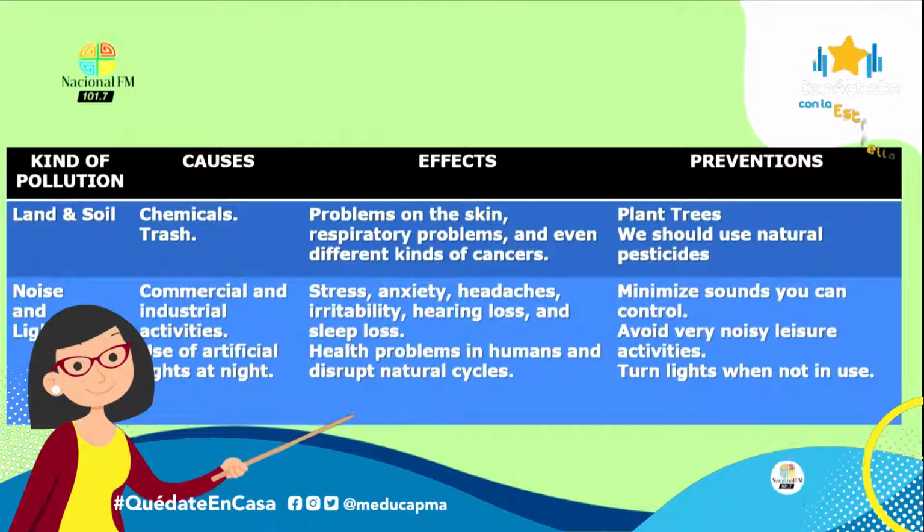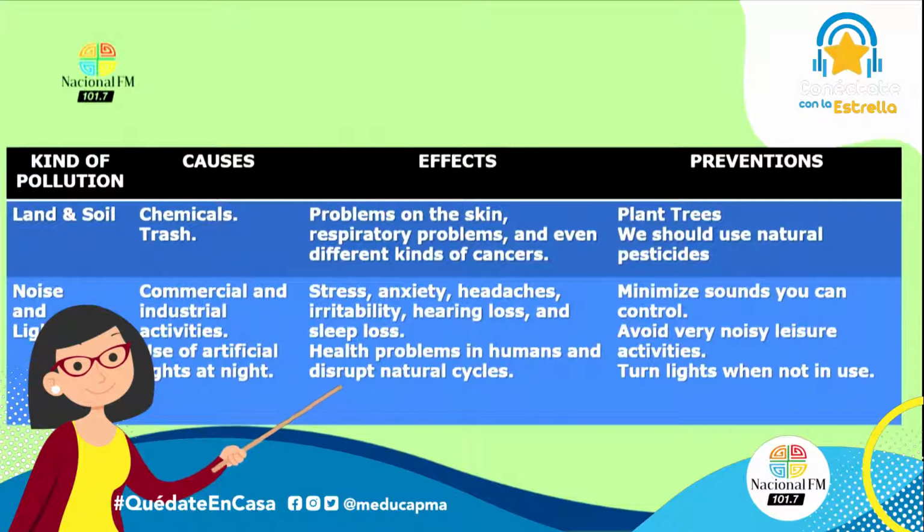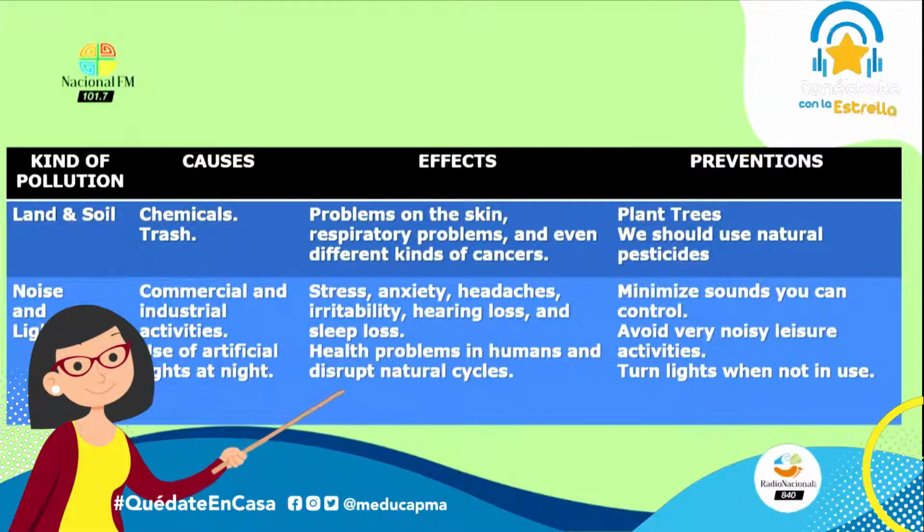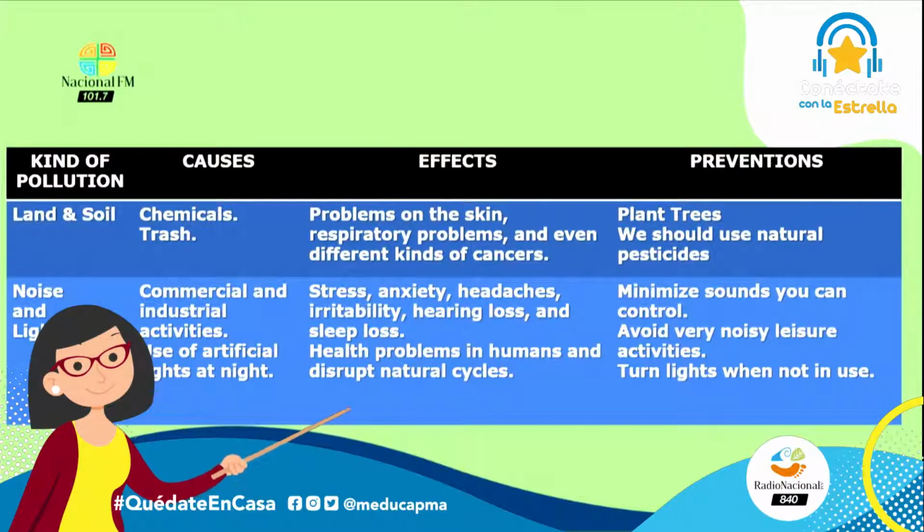And also, we should use natural pesticides. For example, if you have a garden, si tienen un jardín, you can use natural pesticides. For example, use salt and water. Sal y agua, you mix them and this is a natural pesticide. Also, if you have onion and garlic, cebolla y ajo mixed with water, lo mezcla con agua, and you have a natural pesticide. So it's important to take care of this, okay?